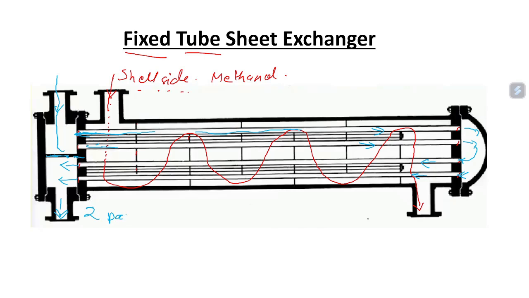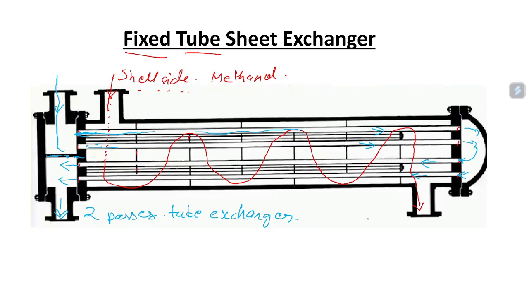Two tube passes are there, so a two pass tube exchanger, and single pass shell side. On the shell side, the liquid is passing only once. That's the reason we call it a single shell pass and double tube pass.